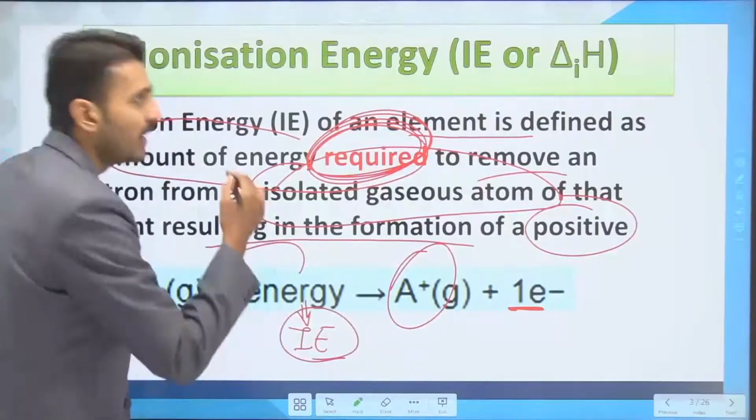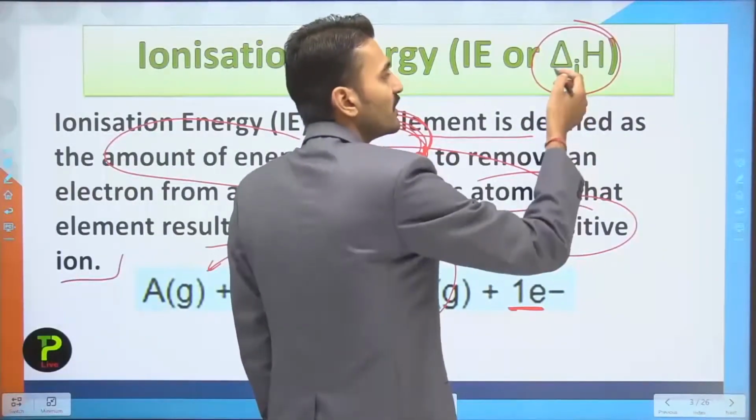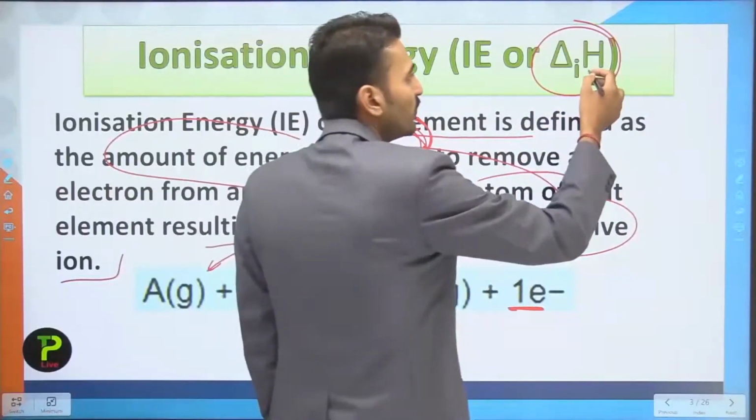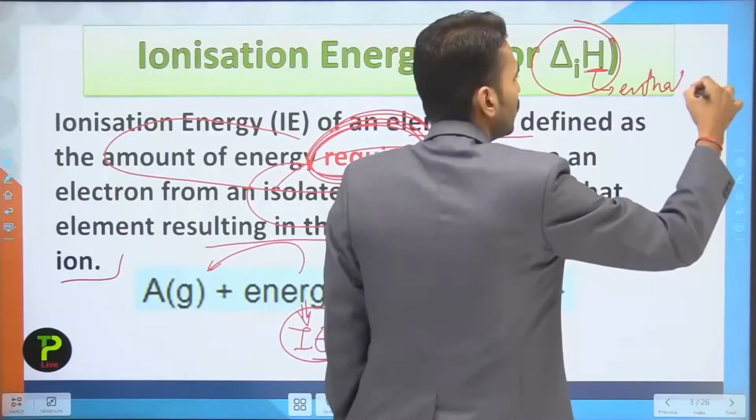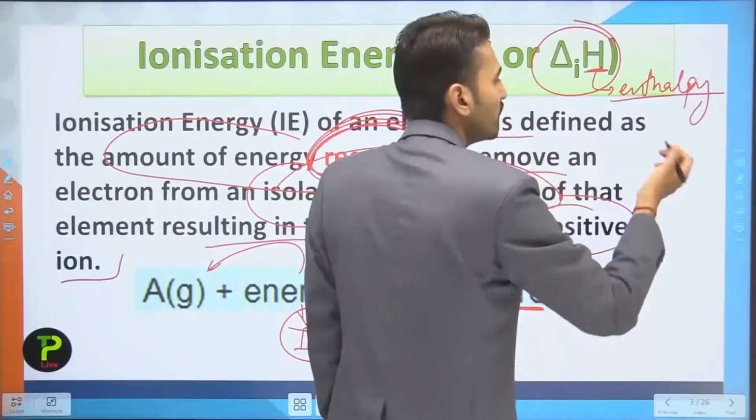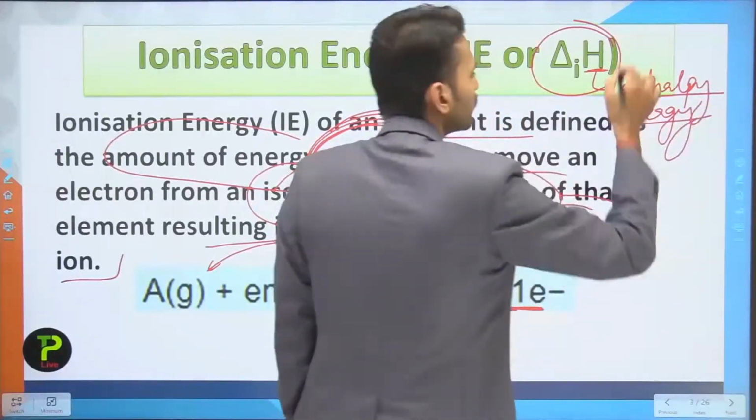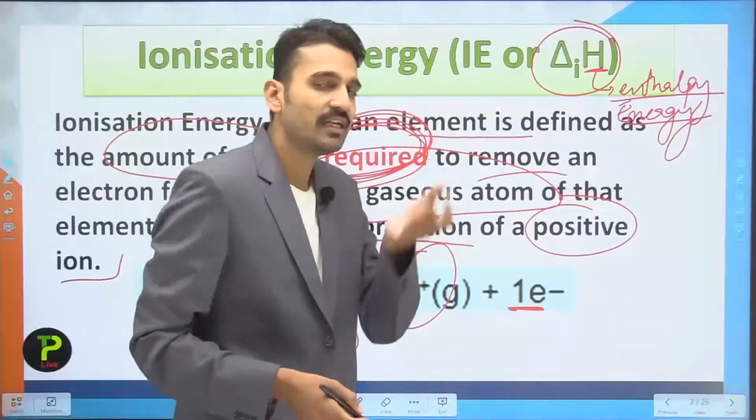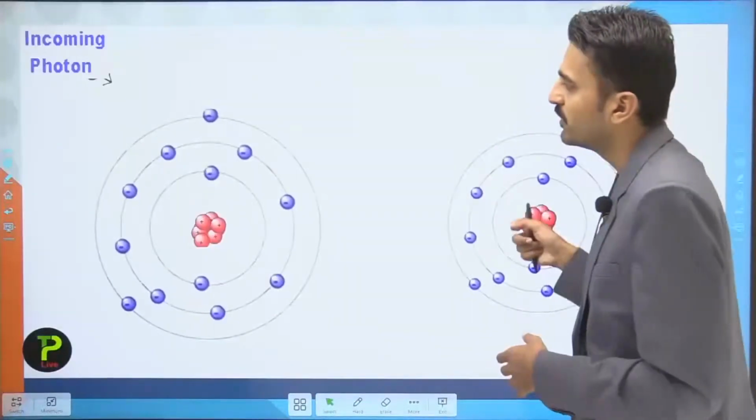ionization energy. It can also be written as delta IH, where delta means change in the energy and H stands for enthalpy. So you can represent ionization energy as IE or as delta IH. Let us see some examples.